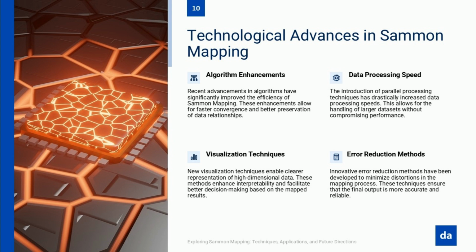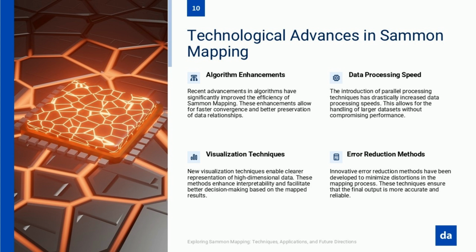data points. Then there are hybrid approaches where Sammon mapping is combined with other dimensionality reduction techniques like PCA, t-SNE, and UMAP. In many applications, PCA is used to first reduce the data to a manageable size before Sammon mapping is applied for finer adjustments. This hybrid strategy maintains both variance and distance preservation while improving computational efficiency.